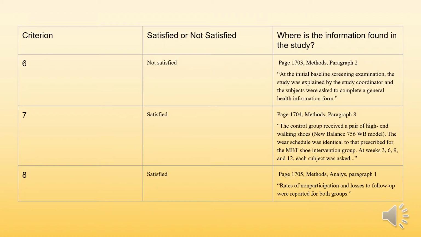The sixth criteria is blind therapist, which is not satisfied. In page 1703, methods, paragraph 2 mentioned this. The seventh criteria is blind assessor, which is satisfied. Page 1074, methods, paragraph 8. The line that starts with the control group received a pair of high. The eighth criteria is adequate follow-up, which is satisfied. In page 1705, methods analyze, paragraph 1 discussed rates of non-participation and losses to follow-up were reported for both groups.